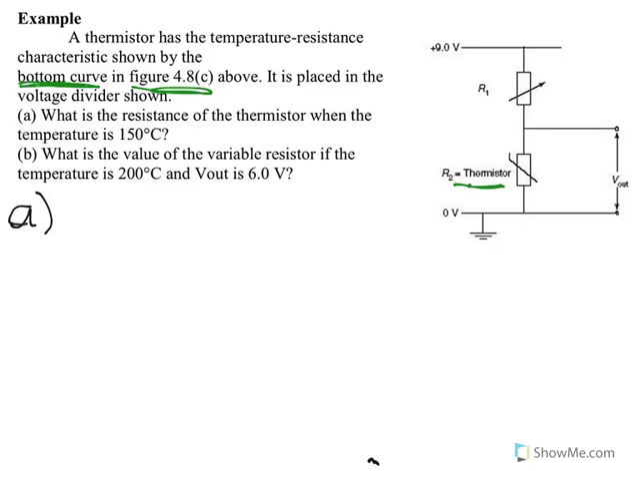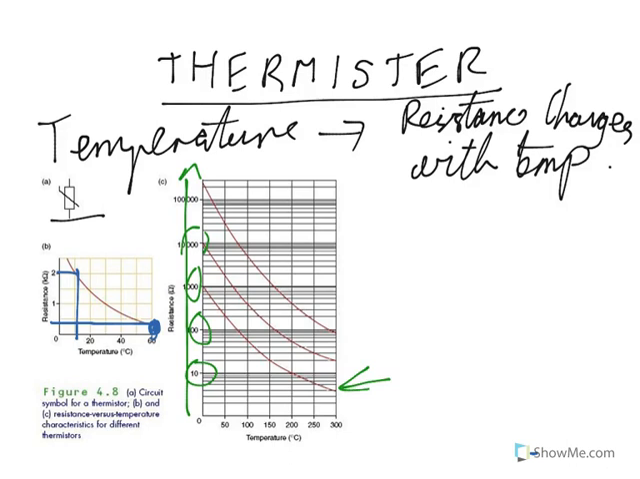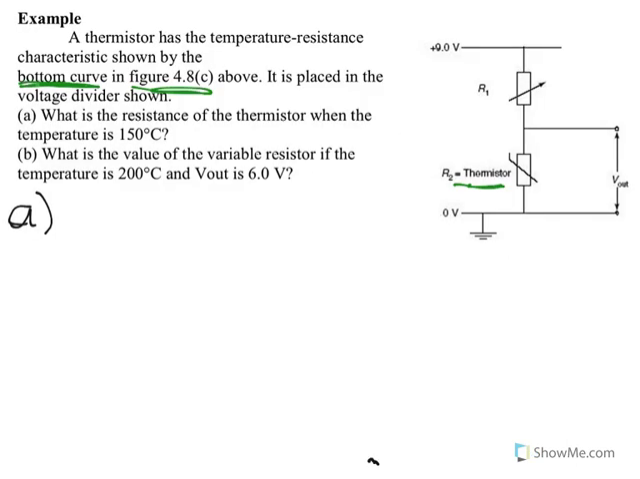So part A simply asks, what is the resistance of the thermistor when the temperature is 150 degrees Celsius? What we need to do is go here, here's 150, and we go up there, and that's the second one above the 10. The way the log scale works, if that's 10, then the next one above it is 20, the one above that's 30, and so on. So the resistance of that particular thing is 20 ohms.